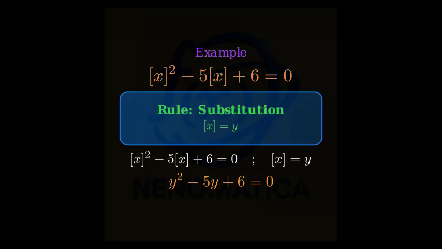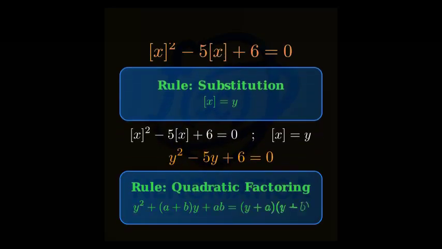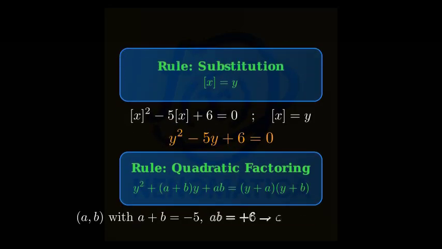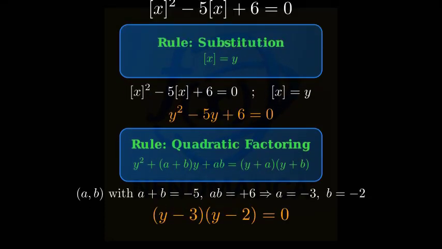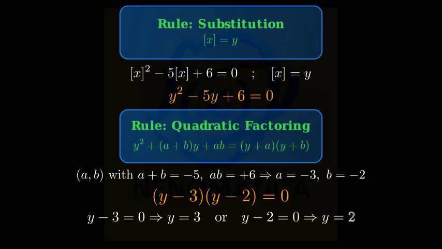Step 2. Factoring. We look for two numbers that multiply to +6 and add to -5. That pair is -3 and -2, so the quadratic factors as (y - 3)(y - 2). Step 3. Solve the factored form and translate back to x. Setting each factor to 0 gives y equals 3 or y equals 2.